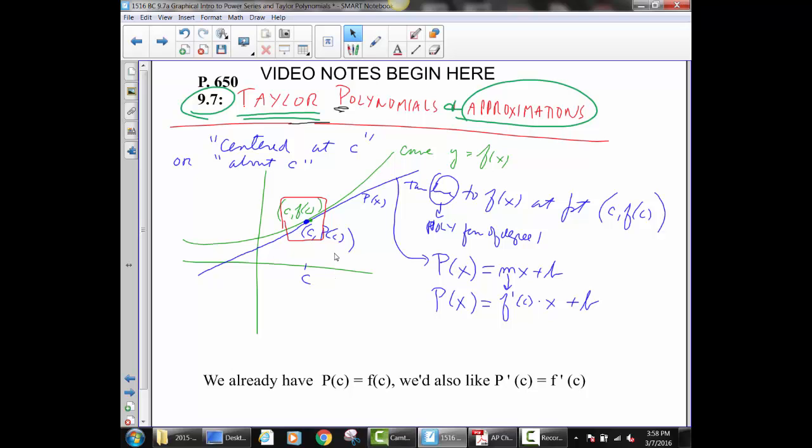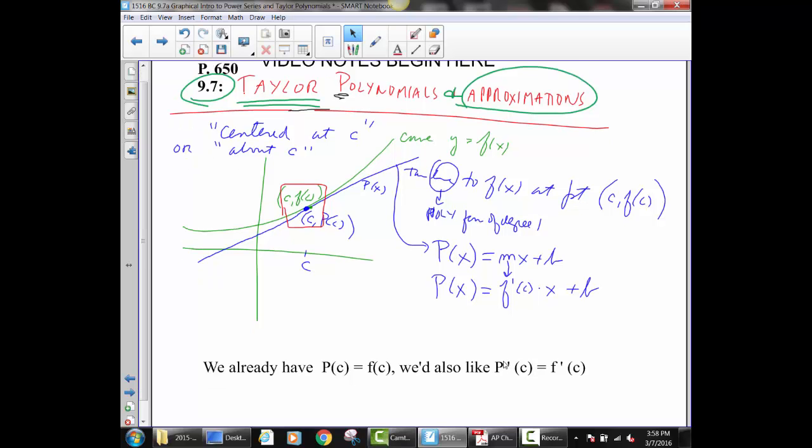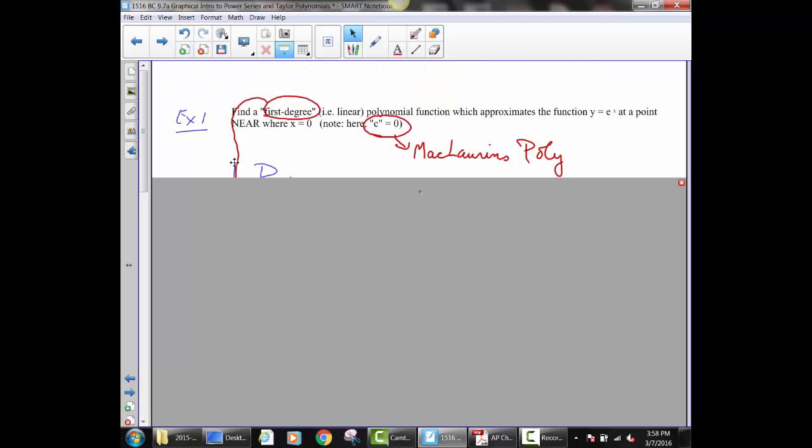Now, we already have that this point c, f of c is the same thing as the point c, p of c because it's the point of tangency. It lies on the curve and on the tangent line. What we'd like to have is the slopes of our polynomial and our function be the same. So what happens now, find a first degree linear polynomial function which approximates the function y equals e to the x at a point near x equals 0. As you will find out later, when it's near 0, it's what's called a Maclaurin polynomial.